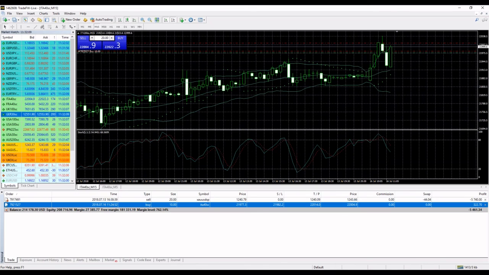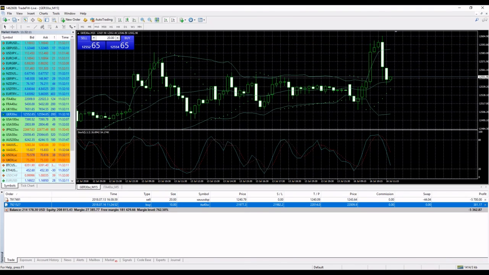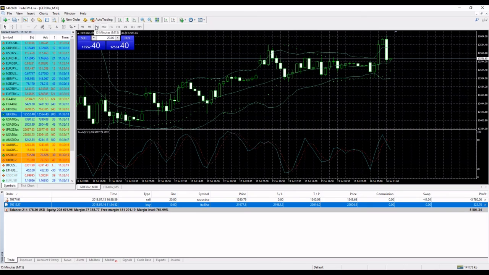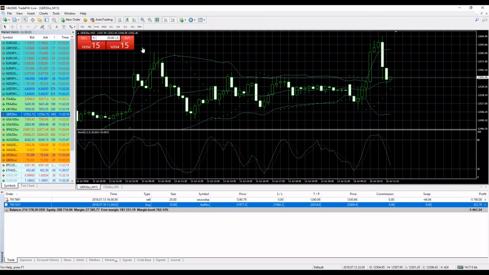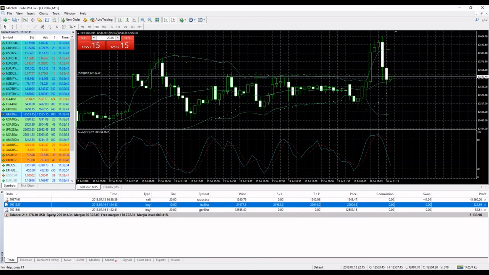Let's see how the DAX reacted. Guys, what do you think? I think on DAX it's the time to enter long. What do you think, guys? Any ideas? I think we go long on DAX. We went long on DAX. There we go.